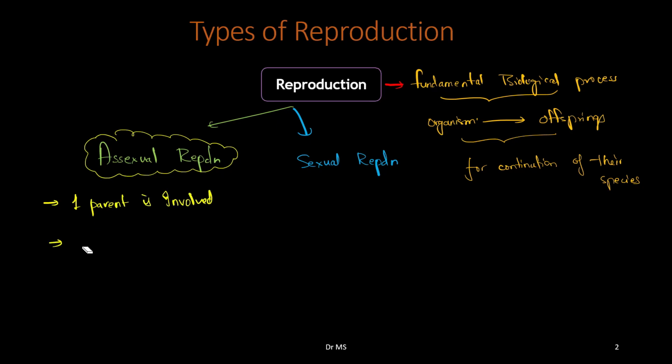Next, whatever offsprings are produced, these offsprings are genetically similar, identical to each other and to their parents.